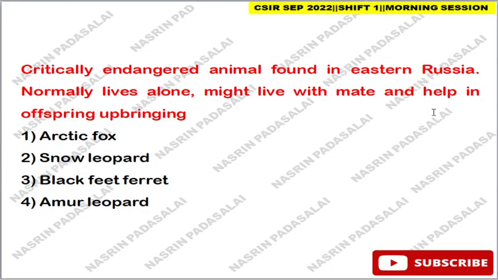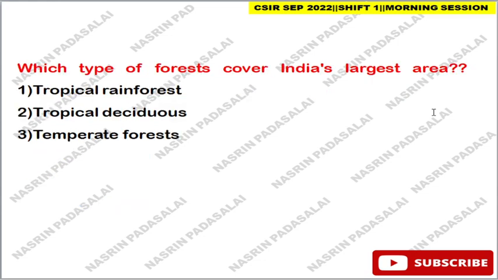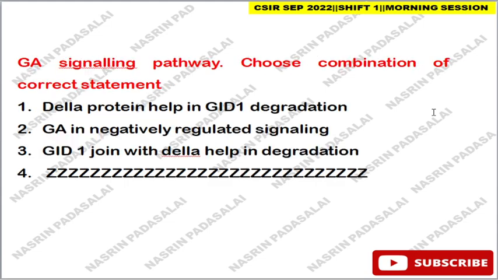Next, the question is with regard to a critically endangered animal found in the eastern parts of Russia that normally lives alone and might live with a mate and help in offspring upbringing. So the answer is Amur leopard. The Amur leopard is a critically endangered organism, listed as critically endangered by the IUCN Red List in 2007. And next, which type of forest covers India's largest area? The answer is tropical deciduous forest. Both tropical moist forest, followed by tropical deciduous forest. Nearly 60% of the area is covered by tropical deciduous forest.